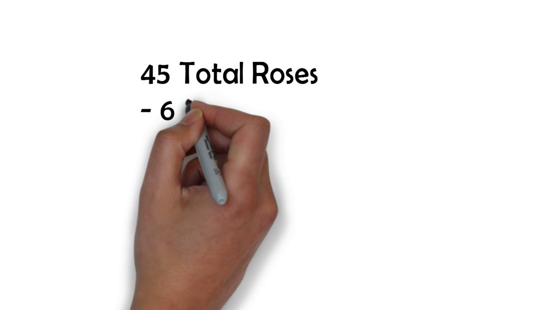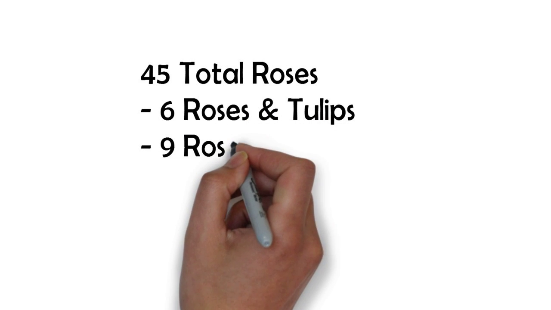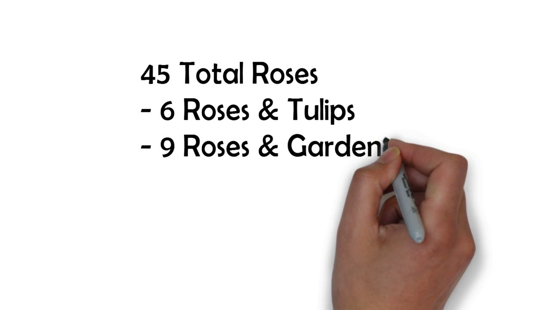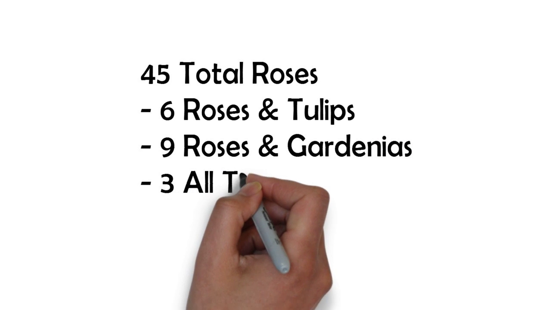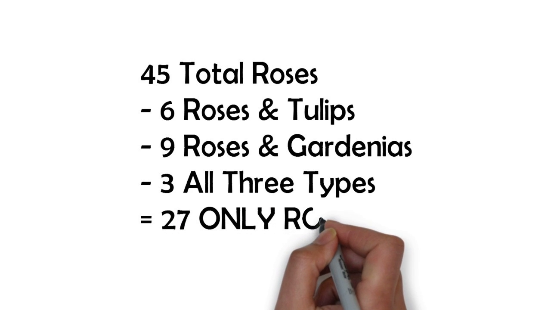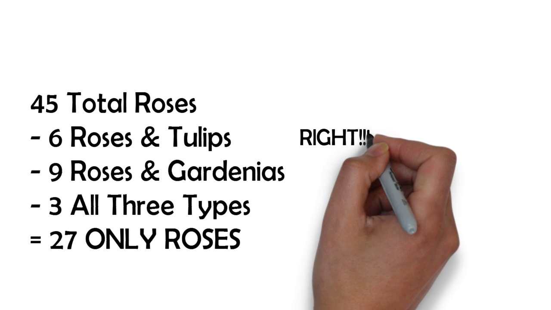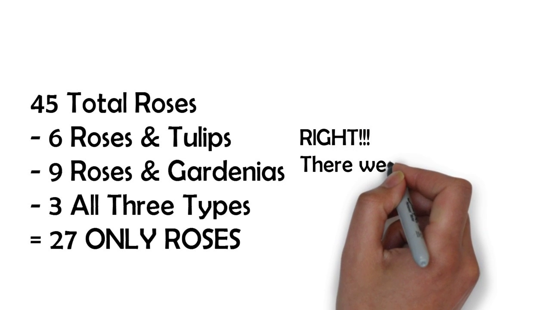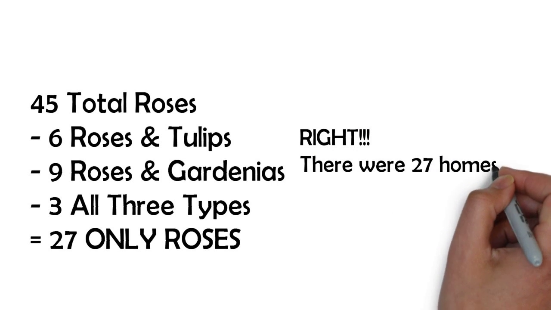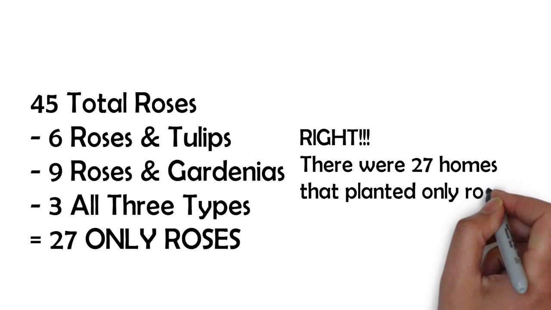We take 45 total homes that planted roses, minus 6 that planted roses and tulips, minus 9 that planted roses and gardenias, minus 3 that planted all 3 types of flowers, leaving us with 27 homes that planted only roses. The 27 homes is the correct answer. And that's how you do a Venn diagram problem.